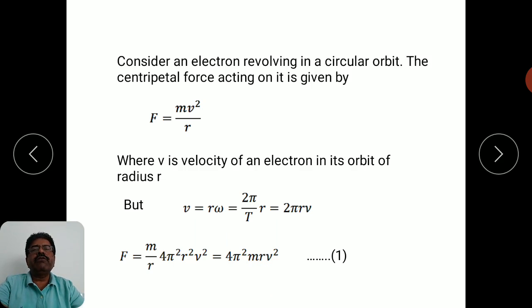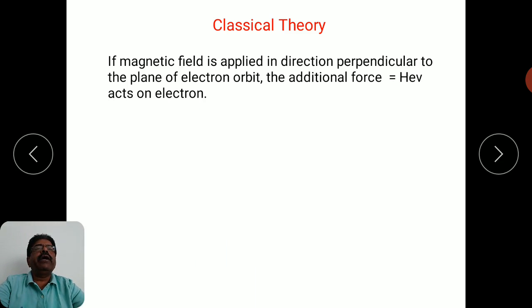Suppose this is equation number 1. We will need this equation later on, so we have given it a number 1. Just remember it. Okay, now let us go ahead.